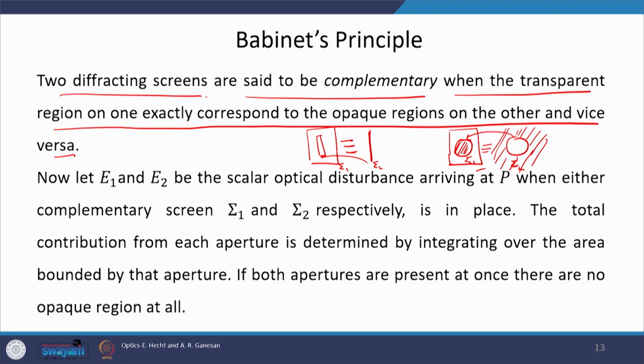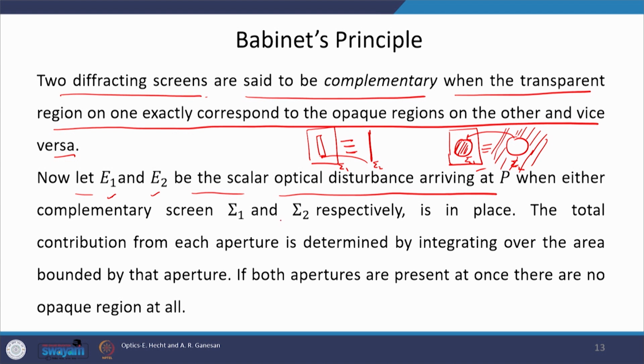Okay, and you will have an opaque screen till infinity. Then any such screens are said to be complementary. Now, let us assume that E1 and E2 are the scalar optical disturbances which are received at the point of observation P when either complementary screen, sigma 1 and sigma 2 respectively, is placed.